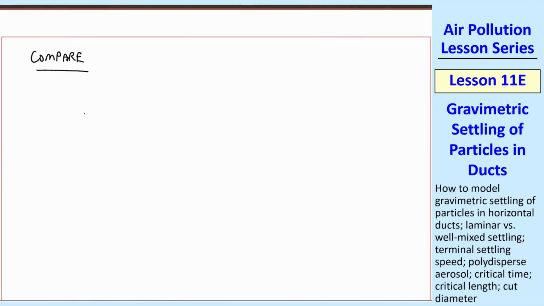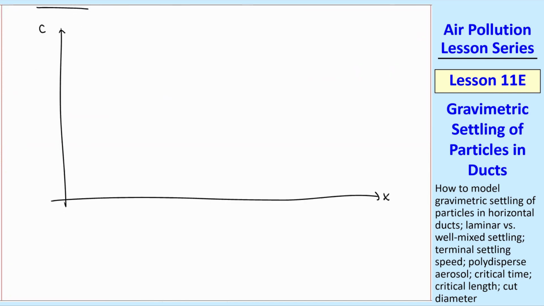Let's compare the two cases, laminar and well-mixed. These are both extremes. I'm going to plot C as a function of X. I'm going to set this level to be C naught or C in. We use those terms kind of interchangeably, down to 0. And what happens is for the laminar case, we start at C in and we have a nice linear line to what we're calling XC, the critical length. So this is the laminar case.